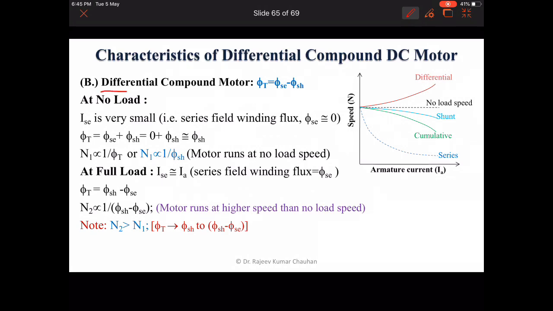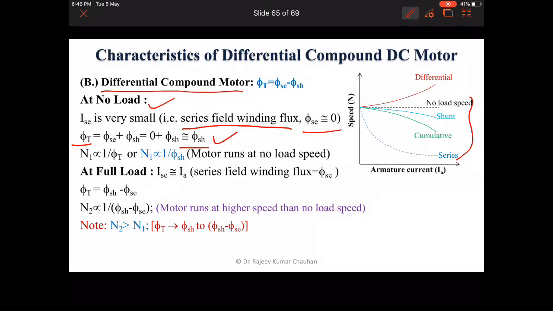Differential compound motor. Here we look at the speed and armature characteristics. Up to here I have discussed in the previous slide. Now, at no load, ISE is very small, or approximately 0. We know that series field winding flux is proportional to ISE. If ISE is very small or 0, then phi SE is also approximately 0. Therefore, the value of phi t is approximately phi SH.